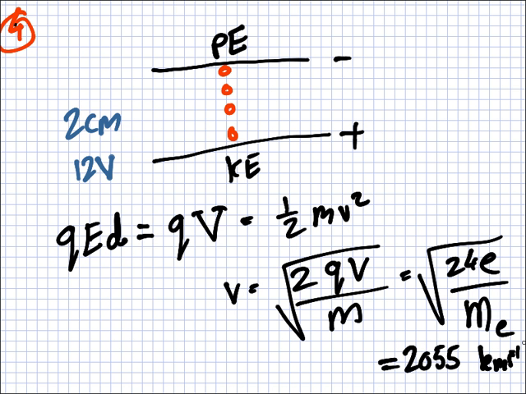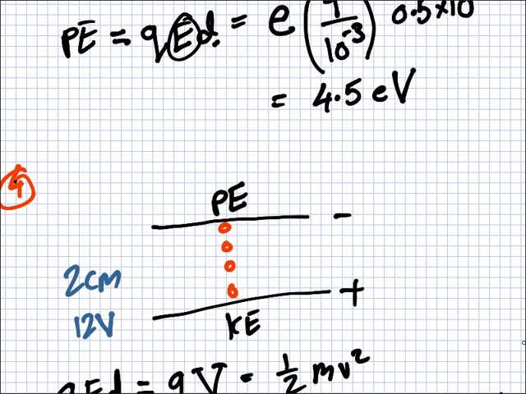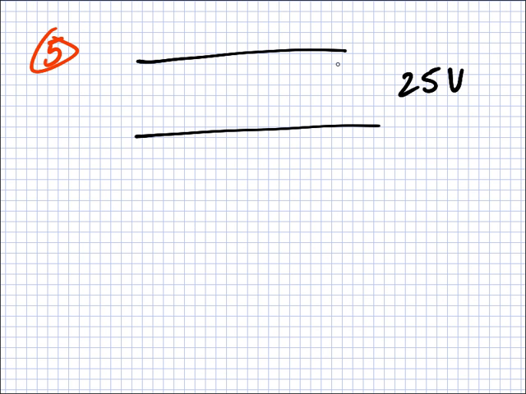Got that? Yeah, continue. Okay, hang on, let me just write something down. Alright, 5. How long would it take a proton to travel from positive plate to negative one if they're a millimeter apart and it's 25 volts? So this is 25 volts and it's a millimeter apart and the proton travels like this.